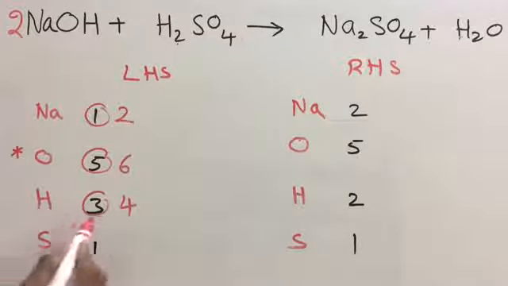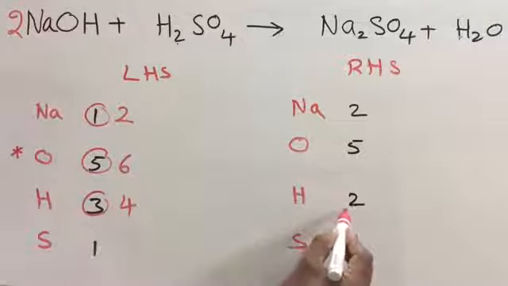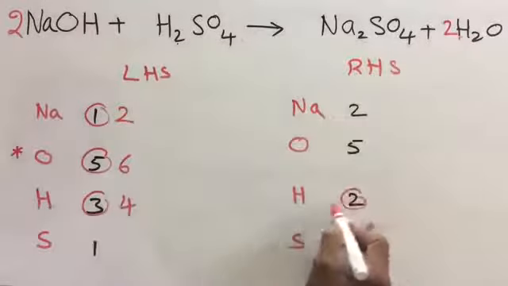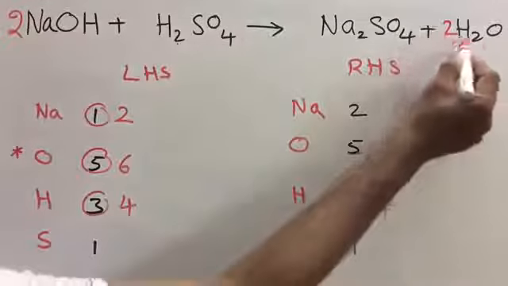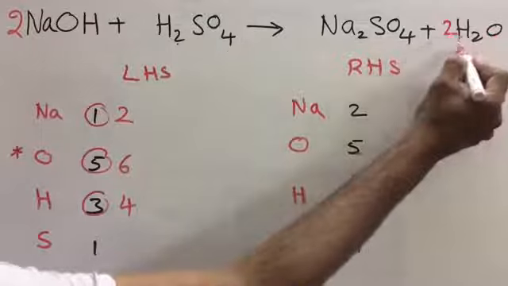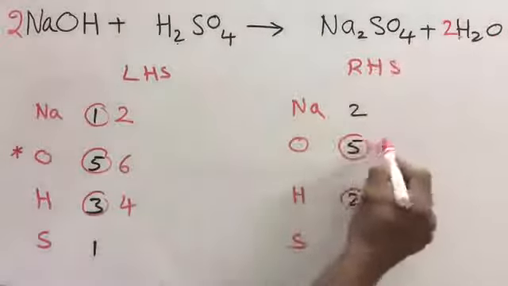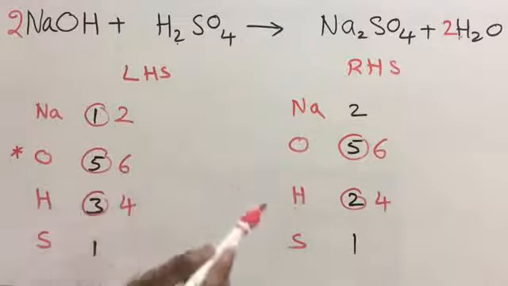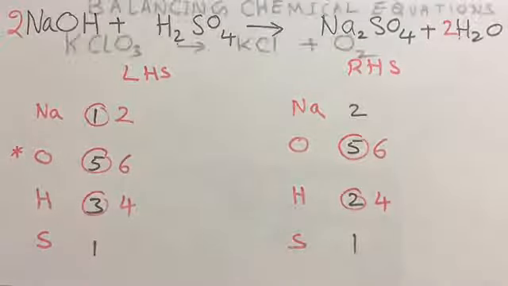Now check for hydrogen. Here we have 4 hydrogen, here we have 2 hydrogen. So we should get 2 more hydrogen. So if you write 2 here, then the number of hydrogen will become 4. 2 and 2, 2 2s are 4. But the number of oxygen will also change. So here 2 oxygen and here 4 oxygen. That means 6 oxygen. Now you can check 2, 6, 4, 1. Thus the equation is balanced.